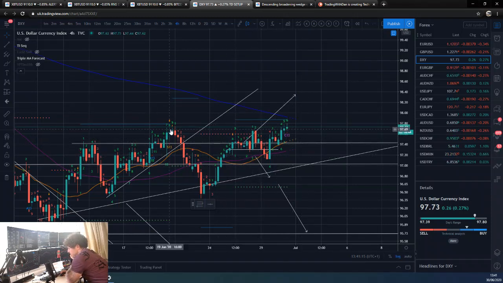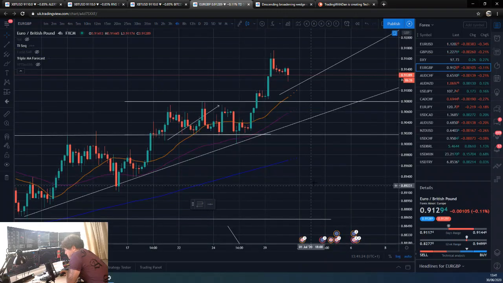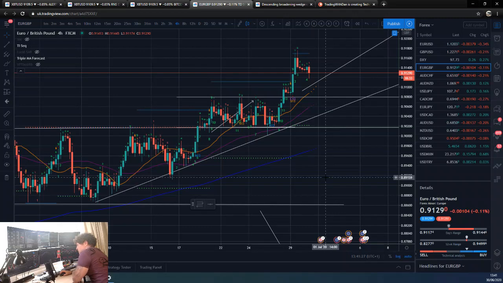We have reacted quite nicely off a lot of these 9s. So I'd maybe expect us to get a 9 and then it rejects price a little bit in the dollar index. Euro pound, this is obviously one that we are bullish on.